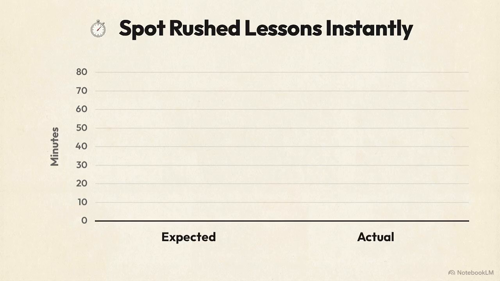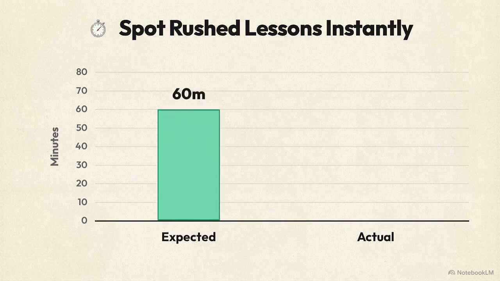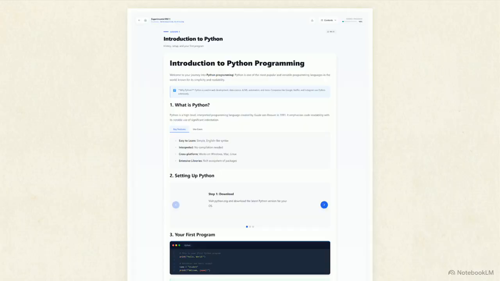This data is highly actionable. If a student finishes a 1-hour lesson in 5 minutes, they might be rushing. If they are stuck on a 15-minute concept for 2 hours, you know exactly when to step in and offer support. Clicking into a specific module launches the reader interface.